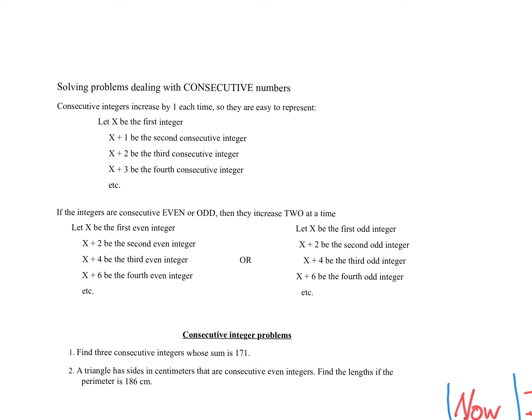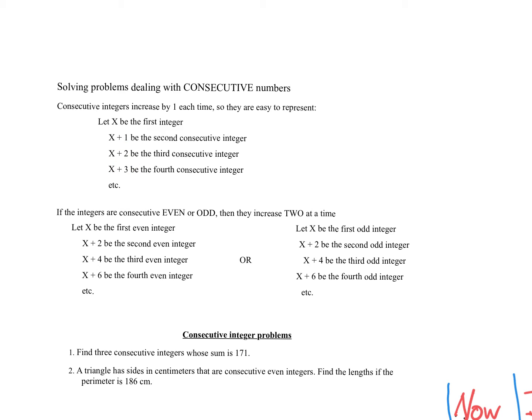So you should always start off by defining your first integer. You're going to use x as your variable. So let's make x our first integer. And then the next consecutive one, since it's one more than that, is going to be x plus 1. The next one will be x plus 2. The next one will be x plus 3, etc.